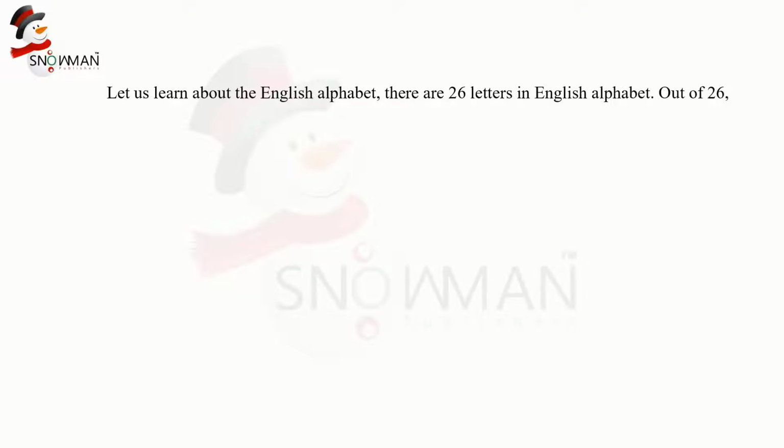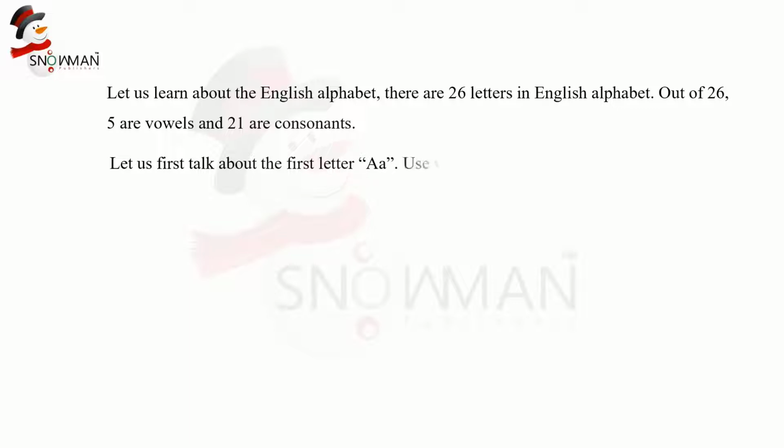Let us learn about the English alphabet. There are 26 letters in the English alphabet. Out of 26, 5 are vowels and 21 are consonants. Let us first talk about the first letter, A. Use the writing board and write letter A.